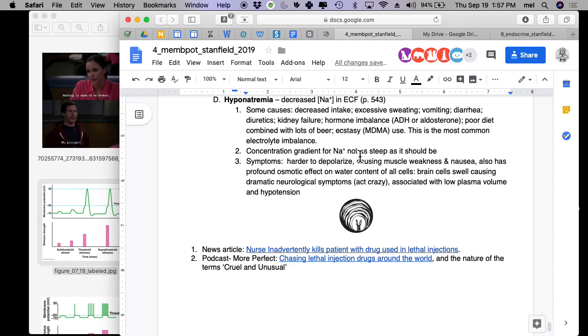The concentration gradient for sodium will not be as steep as it should be, right? It should be what to what, outside to inside? 15 to 1, maybe it's 5 to 1. And of course, that's going to screw up the number, but it actually has an even quicker impact because of osmosis. Because if sodium is one of my primary solutes in the extracellular fluid, and I lose a whole bunch of sodium, then my cells go from sitting in an isotonic solution to sitting in a what solution? Hypotonic, right?